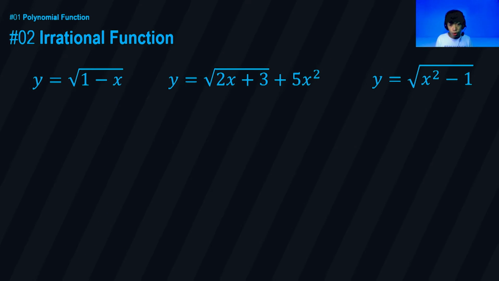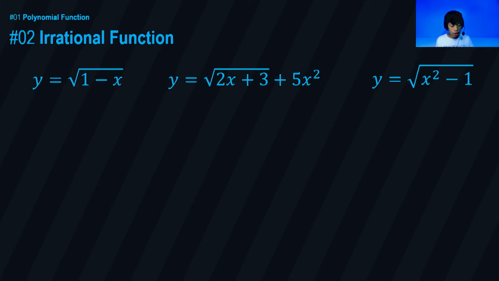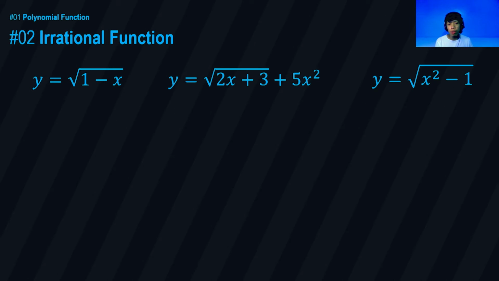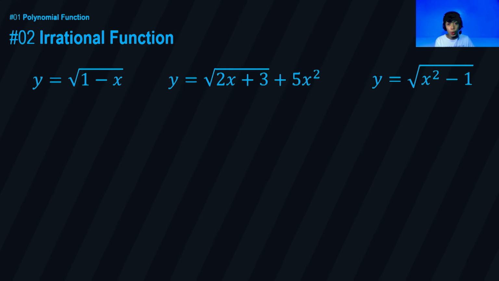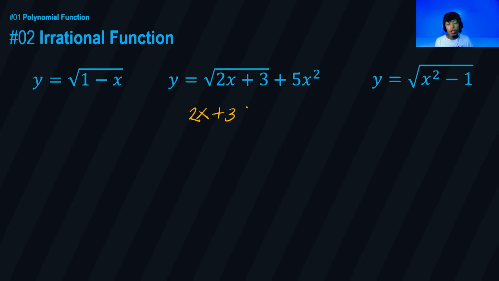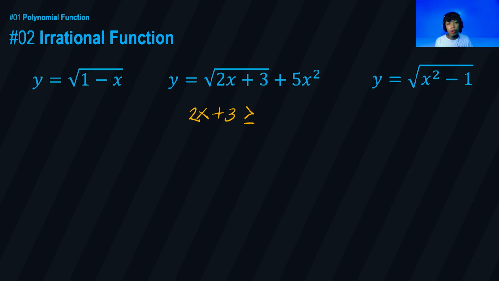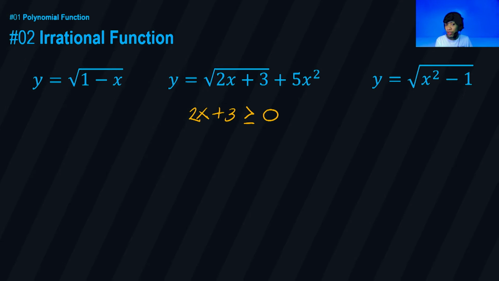Now let us try to solve the second one. How do we solve for the domain? Same thing. We just need to make sure that the radicand will not yield a negative value. So to do that, you use your radicand, which is 2x plus 3, and it should be greater than or equal to 0. It should not be less than 0 because it would become negative. Then you solve for x.